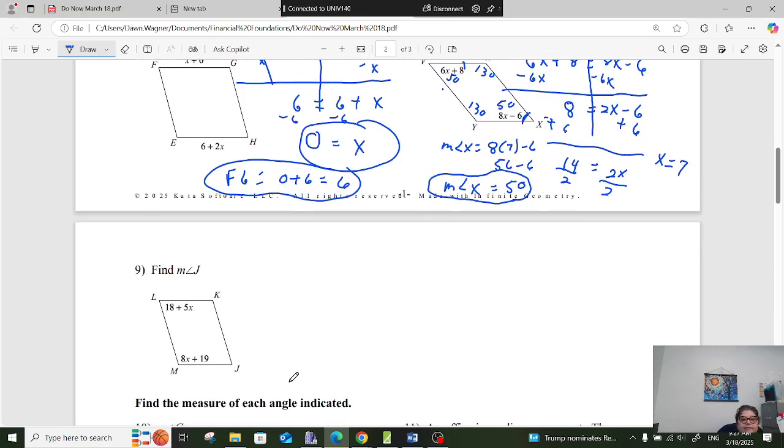So if I'm looking at number 9, it says find MJ. So this is like a 3-step problem, right? I need to figure out what x is, and then I'm going to have to figure out L, and L and J are exactly the same because they're opposite angles. Make sense or doesn't make sense before I start? So consecutive, what do I do? I add them together and set it equal to what number? 180.